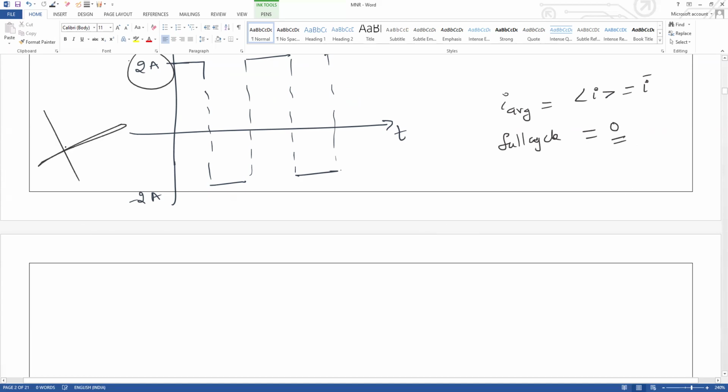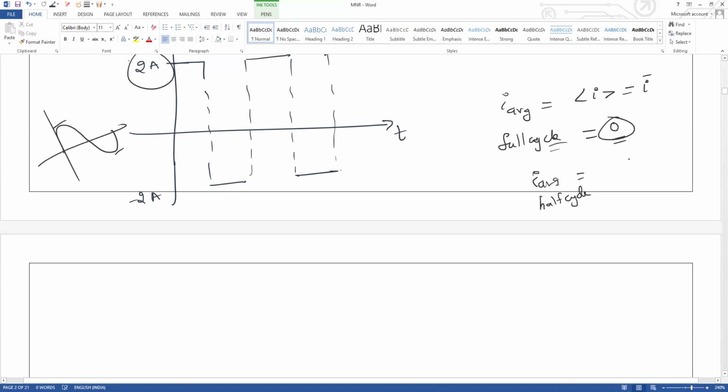One wave is completed, going up and coming down. Finished. So plus and minus becomes what? 0. So once it makes a full cycle, what is I average equal to? Everybody: 0.